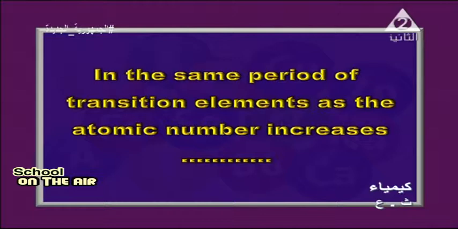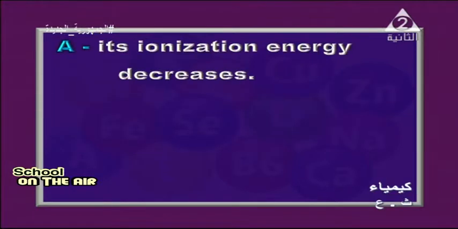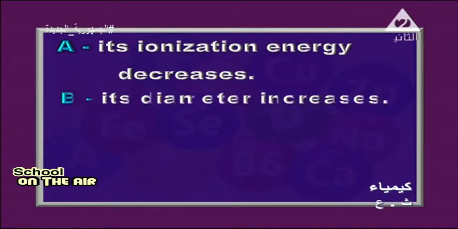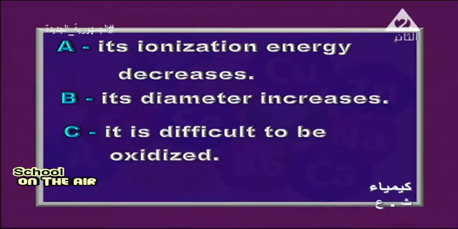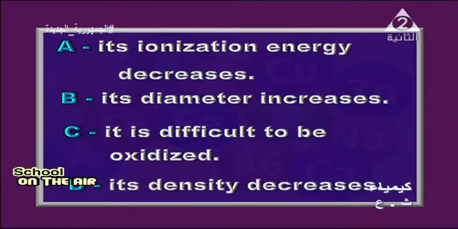Next question. In the same period of transition elements, as the atomic number increases, what? Its ionization energy decreases, its diameter increases, it is difficult to be oxidized, or its density decreases. If you think about the answer, it will be it is difficult to be oxidized.